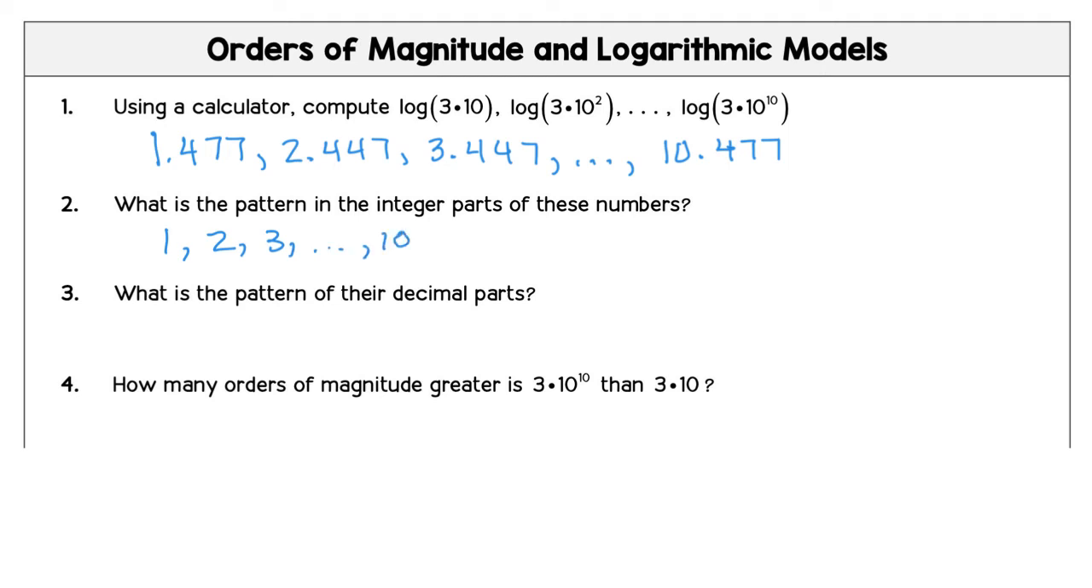What is the pattern of the decimal parts? Well, that's really just 0.477, isn't it? So how many orders of magnitude is 3 times 10 to the 10th greater than 3 times 10? Well, that's going to be 10 minus 1, isn't it? Because there's an understood exponent here. So you're just going to say 10 minus 1, so it's going to be 9.